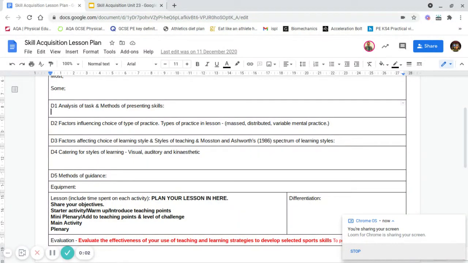Hello everyone, so we are looking at the skill acquisition lesson plan, and today we are focusing on D1 analysis of tasks and methods of presenting skills. By the end of today, we need to accumulate information to be applied in this box and therefore completing the D1 task.